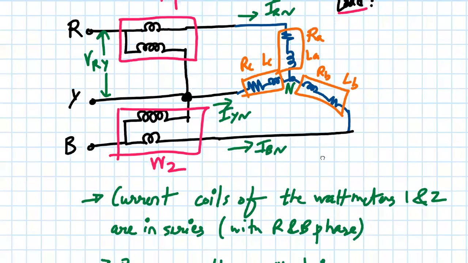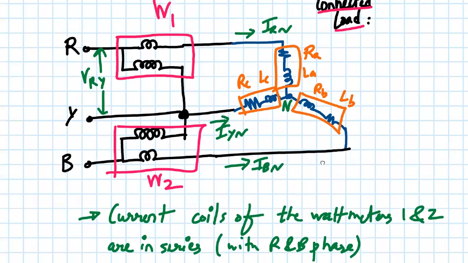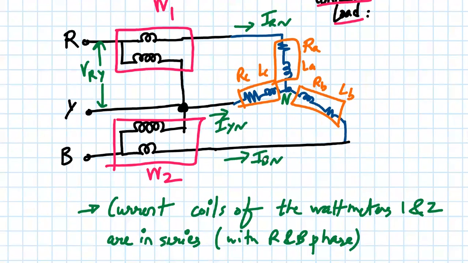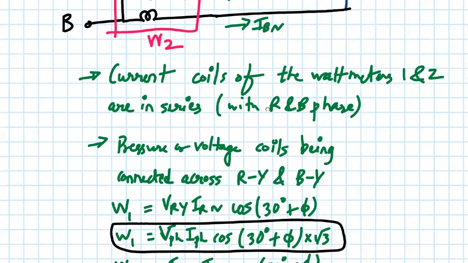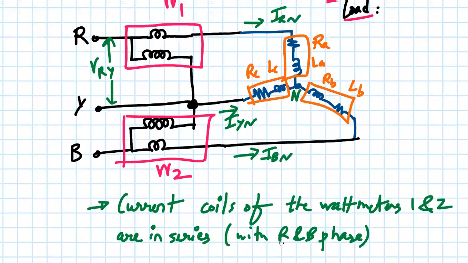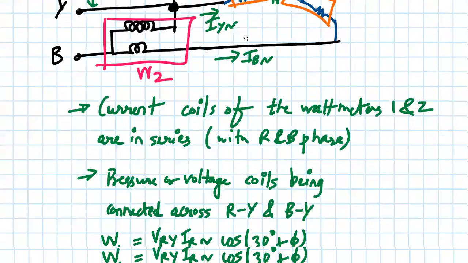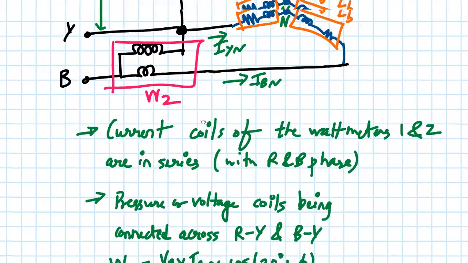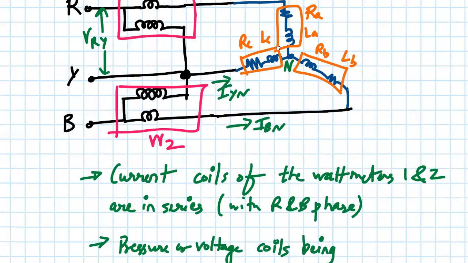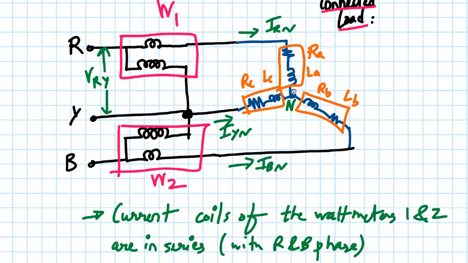Okay. So in this circuit, the current coils of wattmeters 1 and 2 are in series. So you can see over here the current coil will be in series with the R and B phase, and the pressure coil will be connected across. So the voltage coils or the pressure coils will be connected in parallel across your RY and BY load. Remember, in a star connected load, this common point is the neutral.